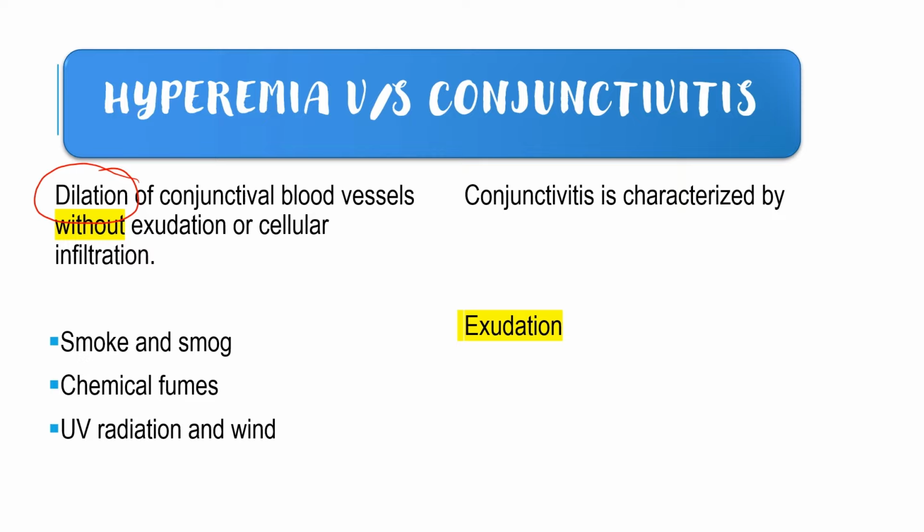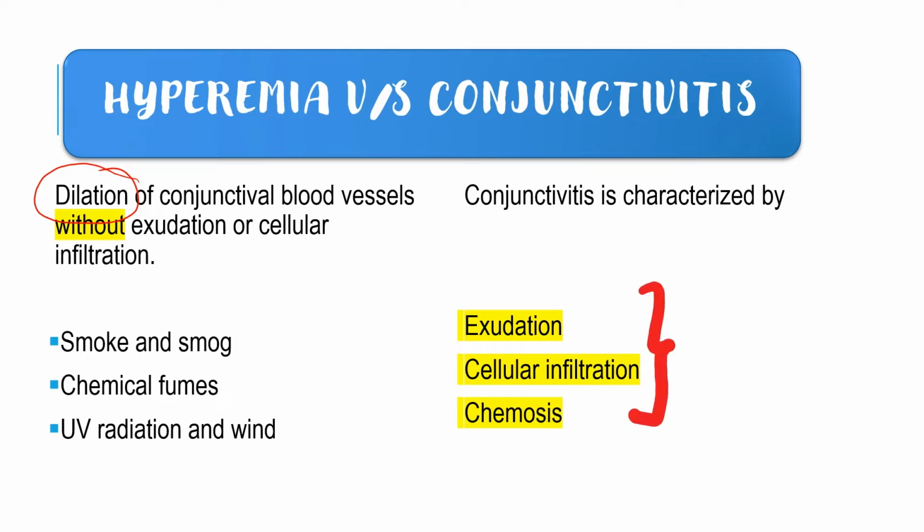However, conjunctivitis is not just dilatation of the conjunctival blood vessels. Apart from that, we will have a conjunctival reaction. We will have leakage from those blood vessels, therefore we will have exudation. We will have cellular infiltration, that means all your inflammatory cells are going to come out from the blood vessels into the stroma of the conjunctiva. And along with that, we might also see chemosis.